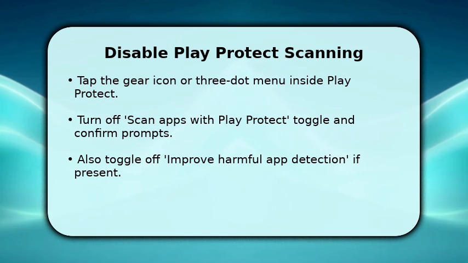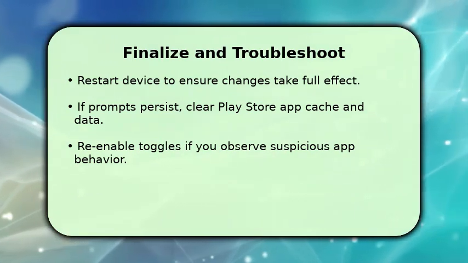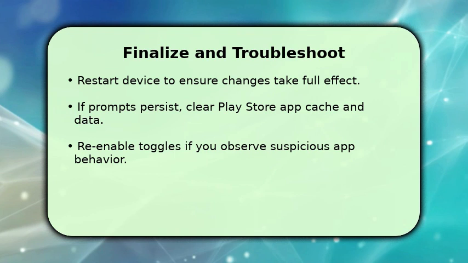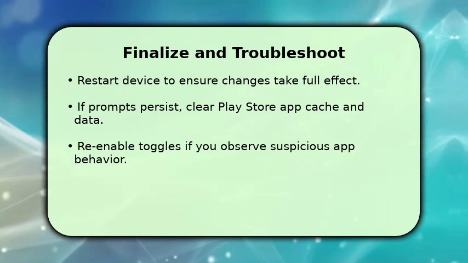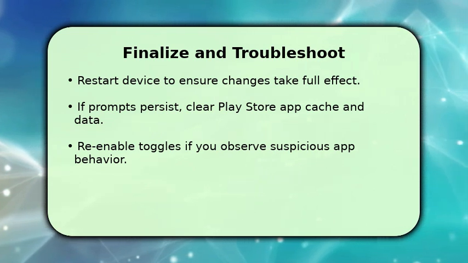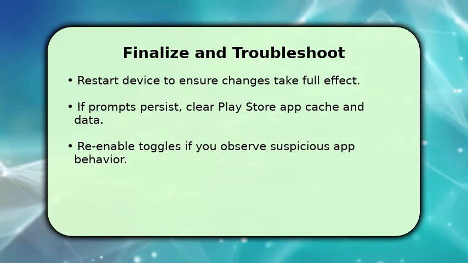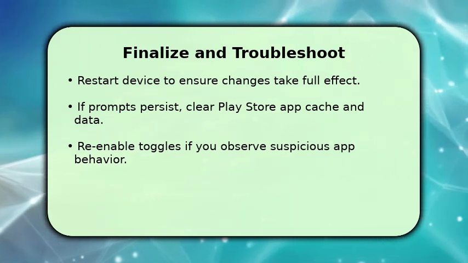Finish by restarting your device so the Play Store and Play Protect services fully apply the new settings. This ensures no residual prompts. If verification messages still appear, go to Settings, then Apps, then Google Play Store and clear cache, then data, and reboot again. Make sure to monitor new app behavior closely.